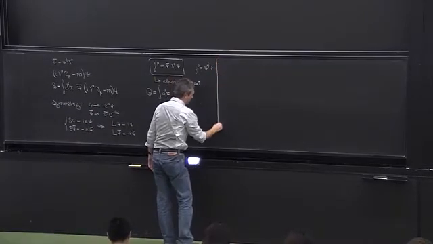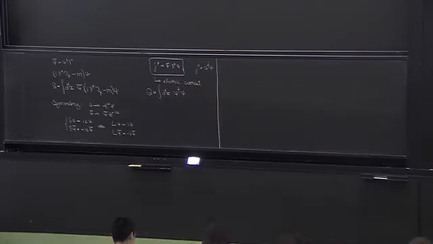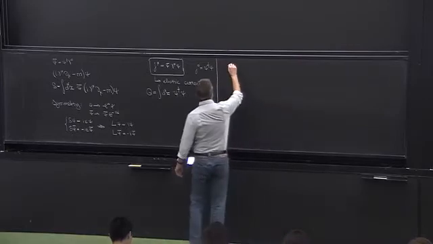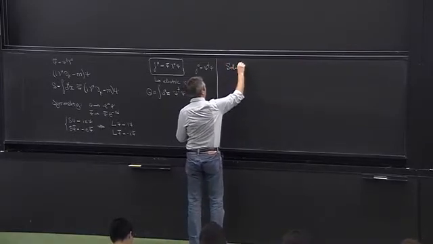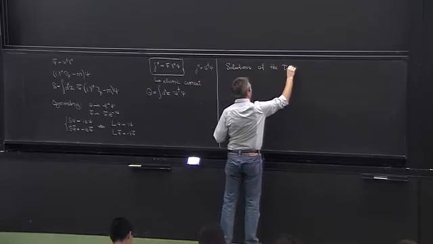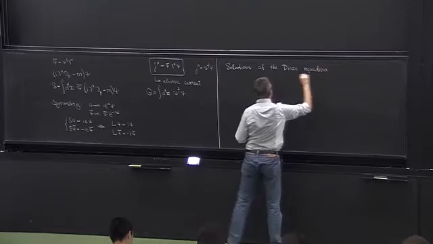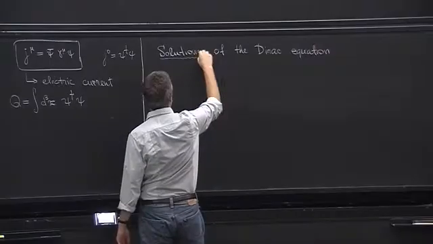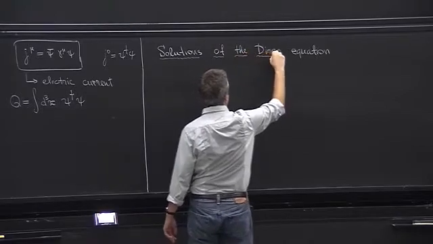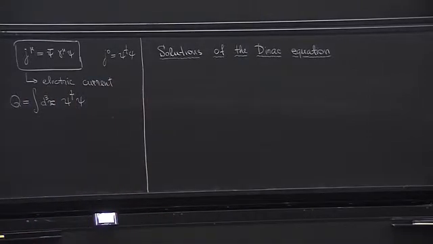Okay, so this finishes the general construction of the Dirac theory. But now, as we have the Dirac equation, we would like to study its solutions. We're going to just take this equation and solve it, which can be done by Fourier transform.